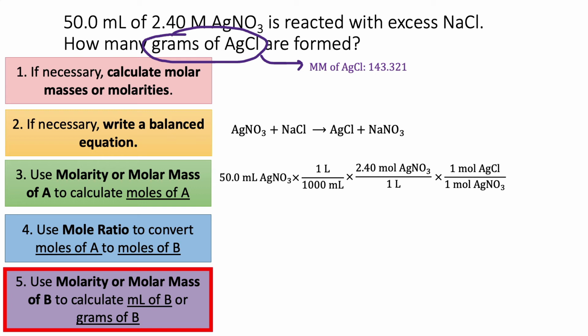How many grams are formed? It says grams, so that tells us grams from moles is going to be molar mass. So here we're going to use the molar mass of silver chloride. If you calculate that out, you get 17.2 grams of silver chloride. So that's what we would expect.